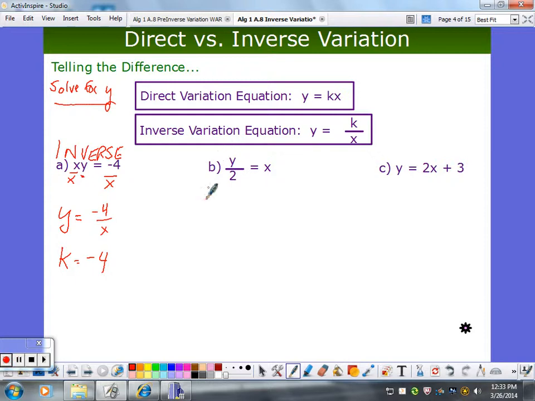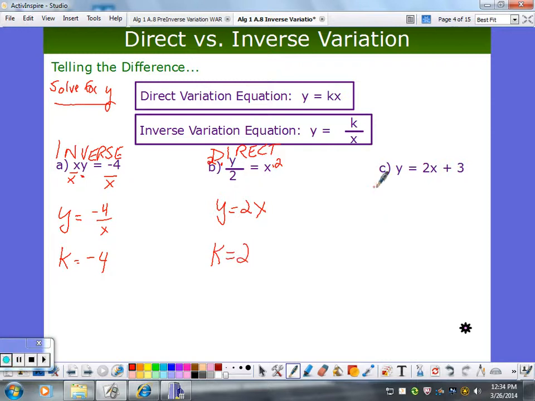Alright, let's solve this guy for y. What do I need to do here? Divide by 2, both sides. So y equals 2x. What does this one look like? Direct. y equals kx. This is a direct variation. What is the k? 2.